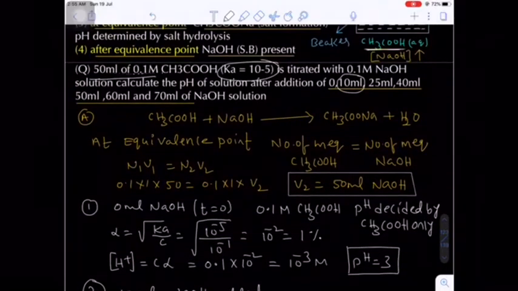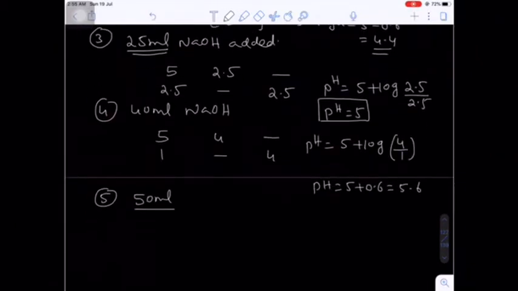Now the next one, after addition of 50 ml. This is very important. 50 ml is the equivalent point. Just now in the beginning I calculated that 50 ml of NaOH corresponds to the equivalent point.